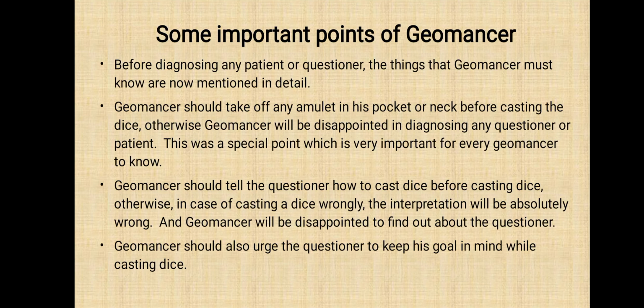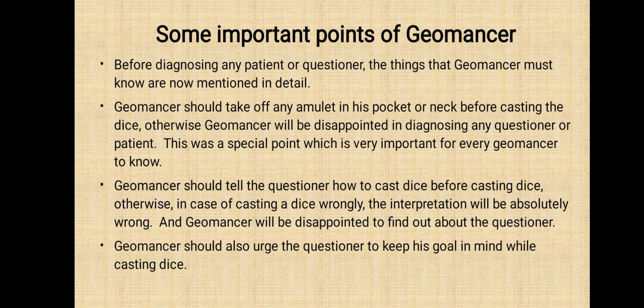There are some things I want you, the Geomancer, to learn before diagnosing any patient or questioner. The Geomancer should take off any amulet in his pocket or neck before casting the dice. Any talisman, amulet, or spiritual items, because the entities might interfere with your divination process and thought process. You also need to have the patient or questioner remove all these items from his body, pocket or wallet. Otherwise, you will be disappointed in diagnosing any questioner or patient. This was a special point which is very important.